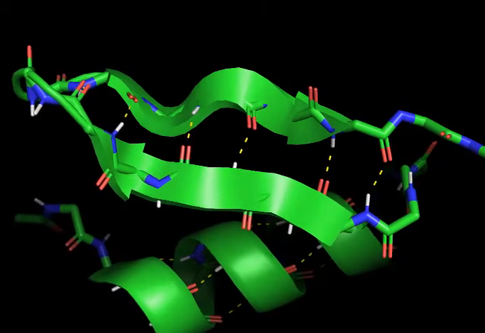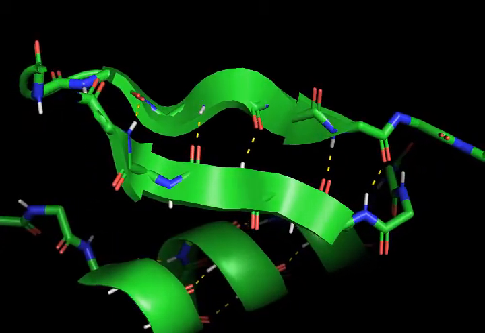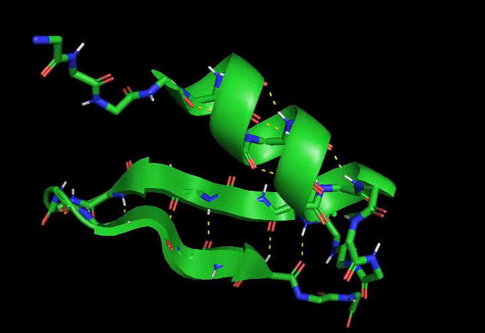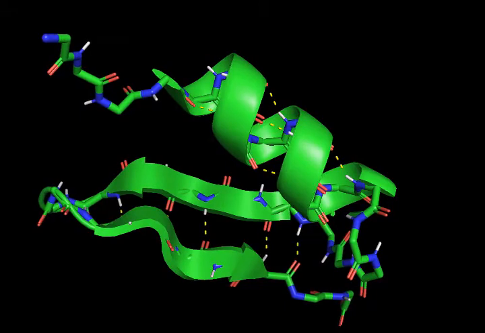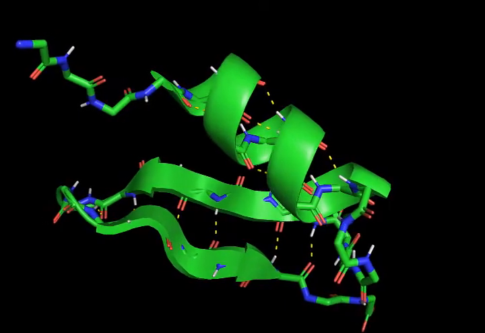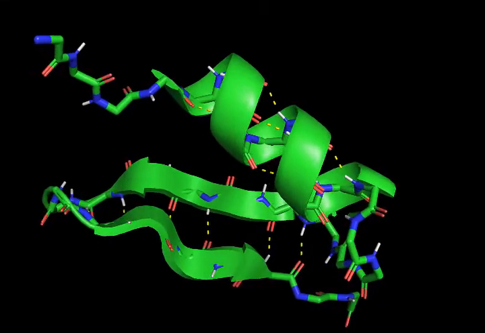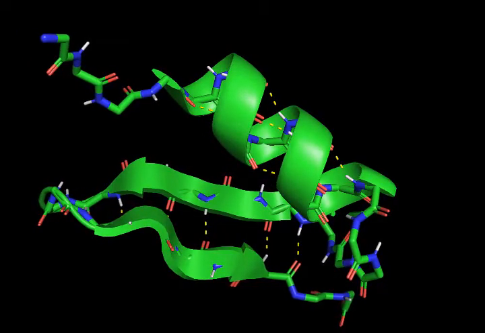The way the secondary structure elements of a protein come together forms the tertiary structure of the protein. And the tertiary structure is the arrangement of those secondary structure elements as they fold together to form the compact shape of the protein.